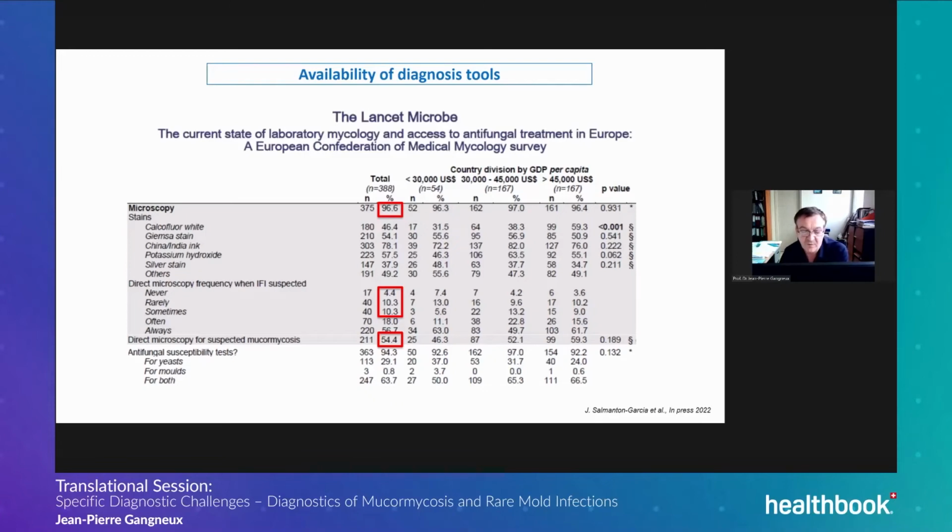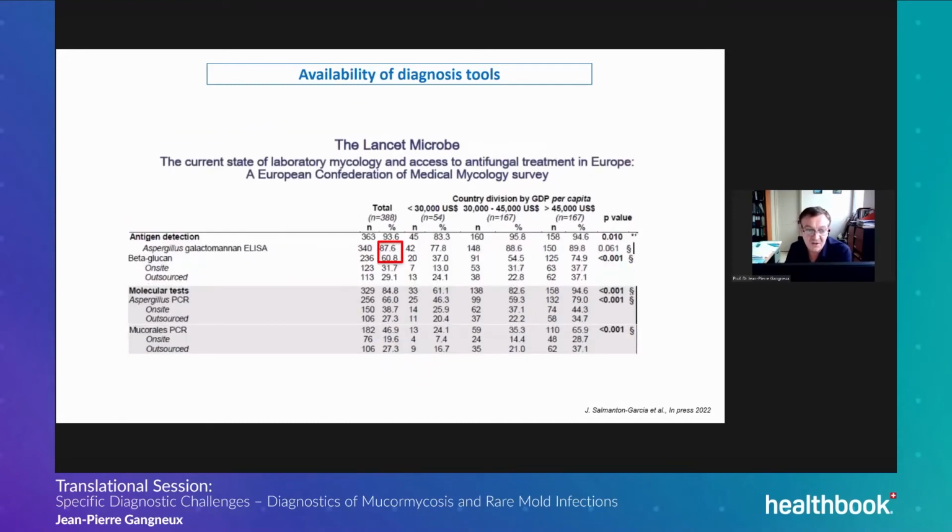Regarding microscopy, of course, many of them perform microscopy, 96%, but you can see here that in case of suspicion of invasive fungal infection, nearly 25% of the labs never, rarely, or only sometimes perform direct microscopy. And if we look at direct microscopy for suspected mucormycosis, it is less, with only 54%. Regarding antifungal susceptibility tests, we can see that only 64% of the labs perform antifungal susceptibility testing for molds. So we have some way to go further.